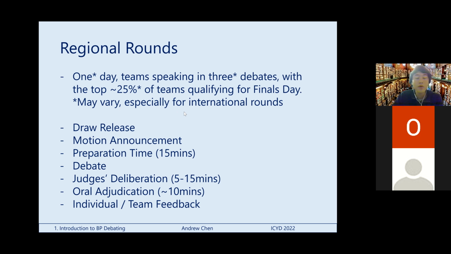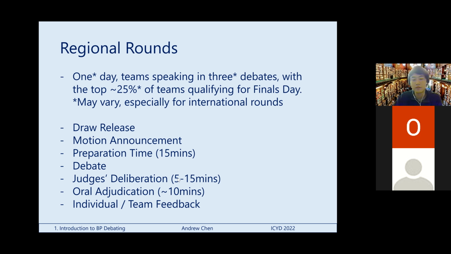For each debate, what will happen is the draw will be released. The draw is just the list of matchups of who's debating with whom, and which team you are within the debate, whether that's OG, OO, CG, or CO. After the draw is released, there will be a motion announcement. So someone will read the motion out, or if it's online, they'll probably post the motion somewhere. After that, you have your 15 minutes of preparation time, and then you have your debate, which probably takes about an hour. After the debate, the judges will deliberate.